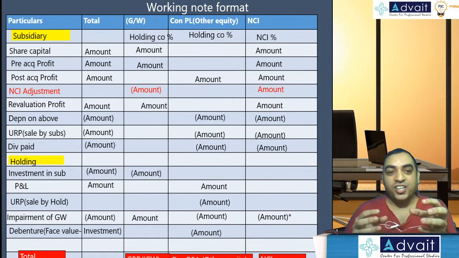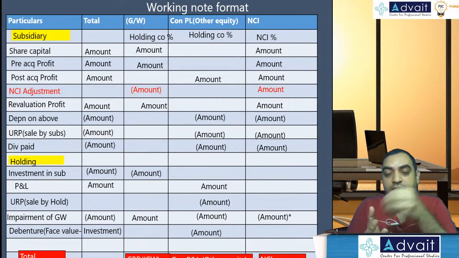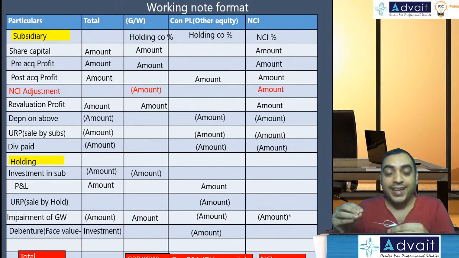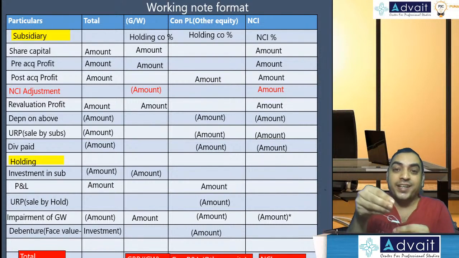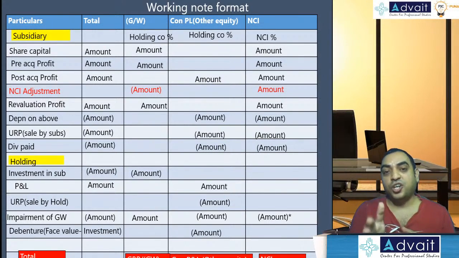Consolidation is a process of adding holding company and subsidiary company into one balance sheet, called the consolidated financial statement. Holding company has an investment in the subsidiary company. That investment is taken out, and it is substituted by the assets and liabilities of the subsidiary. So in that process, we went for the working note format: a 3-columnar working note format with the goodwill column, then con PL or other equity, and then NCI. We start with the whole subsidiary company details. Subsidiary company share capital, one amount we will write. Holding company share will go to the goodwill column, and the outsider share will go to the NCI column.